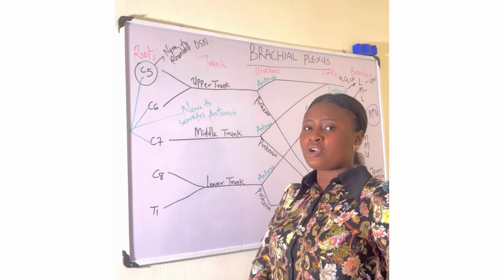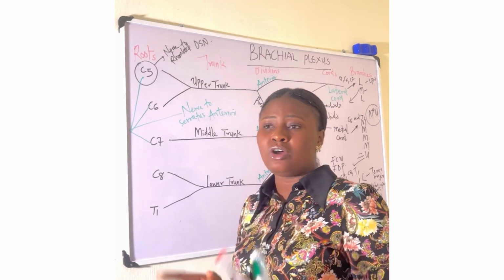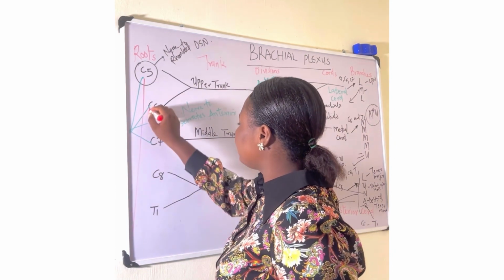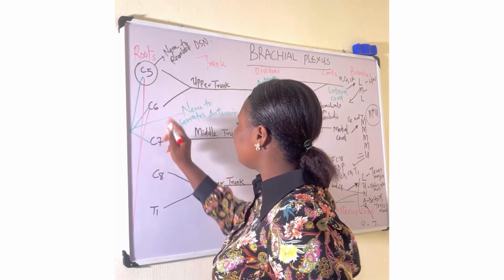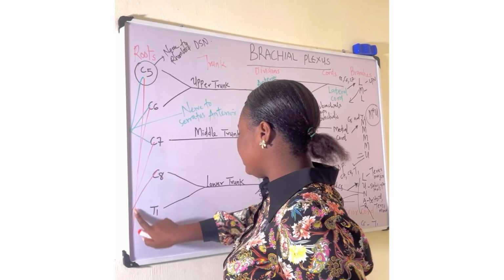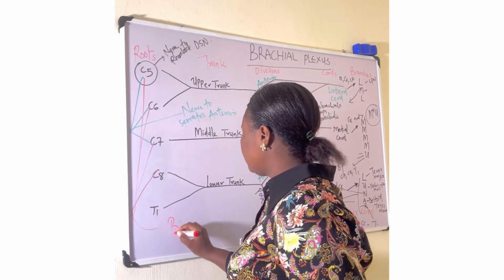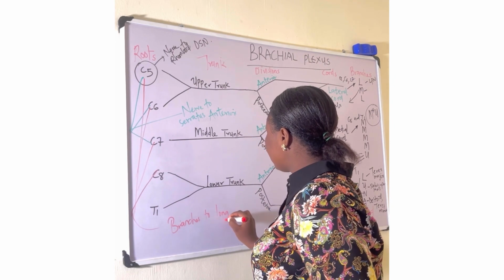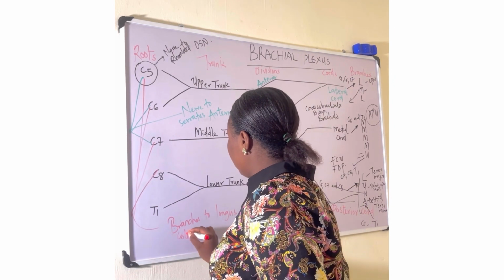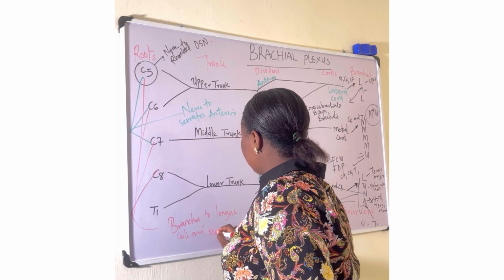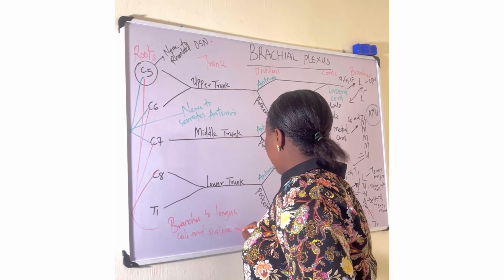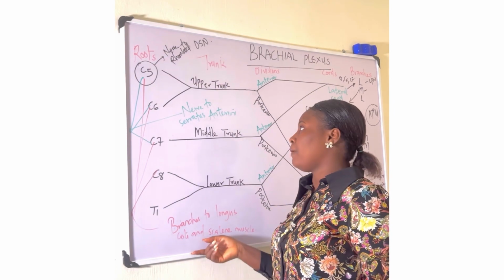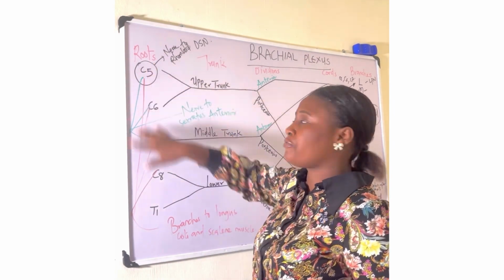Then the last one we are having coming from the roots is the branches to the longus colli and the scalene muscles. This has its root values from C5, C6, C7, and C8. So these branches to longus colli and scalene muscles are coming from both the brachial plexus and the cervical plexus. Okay, for the brachial plexus, they are coming from these roots.